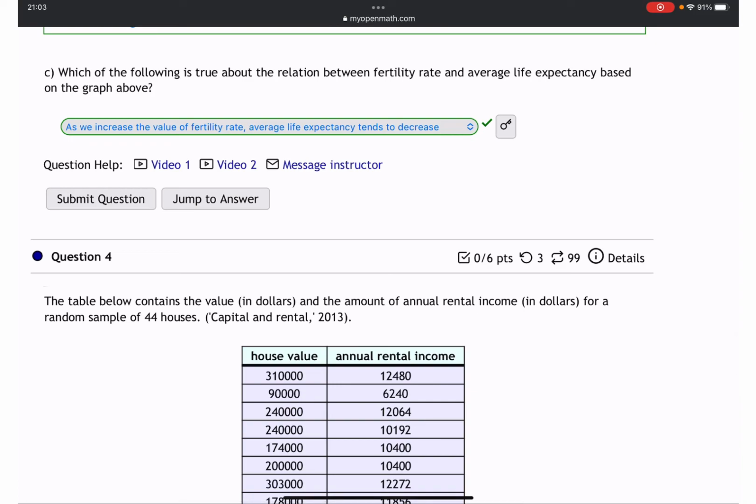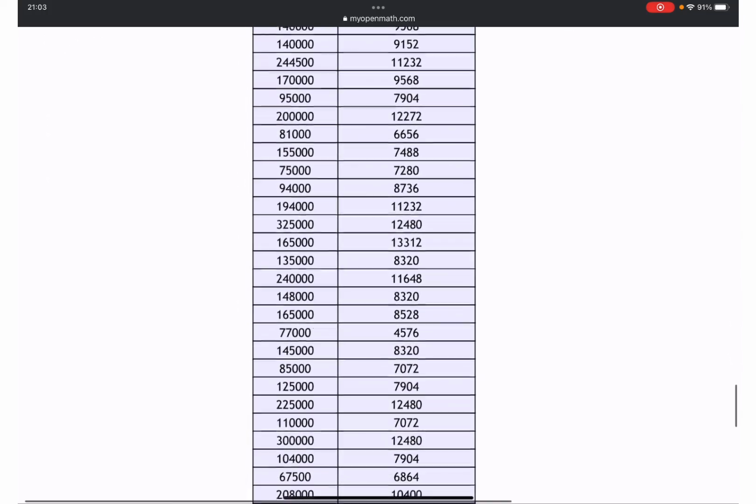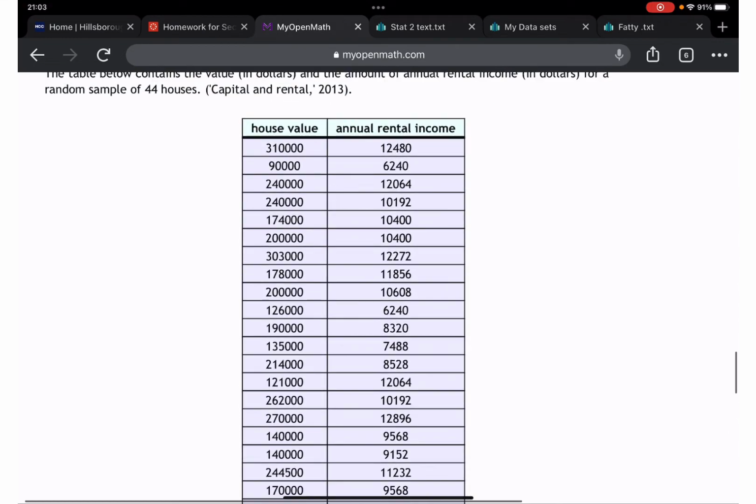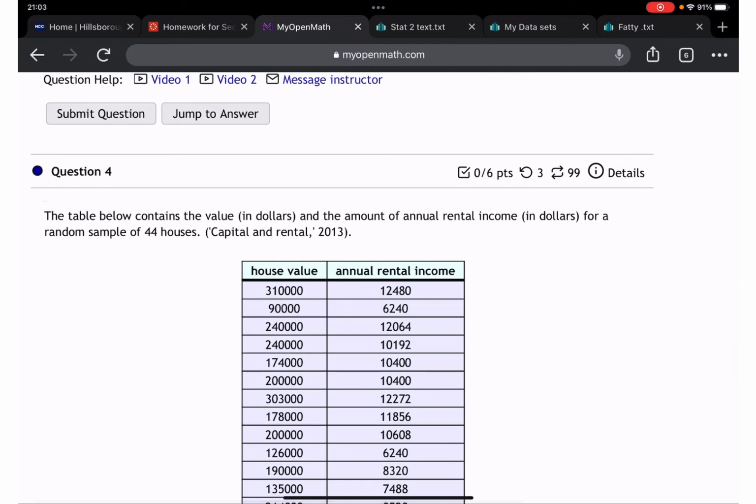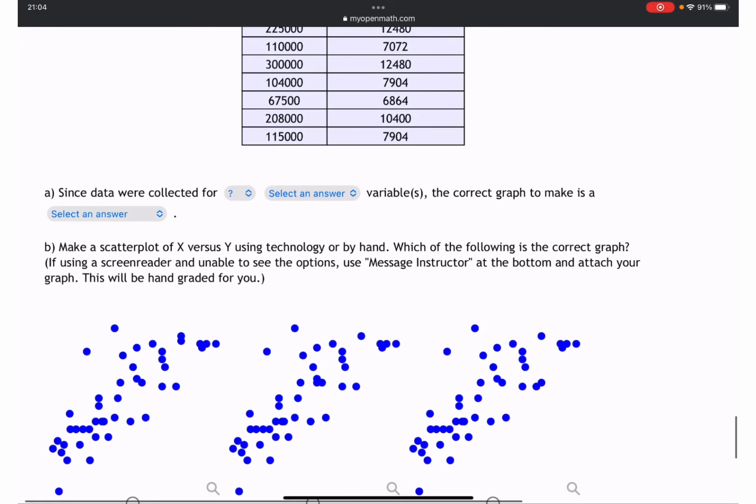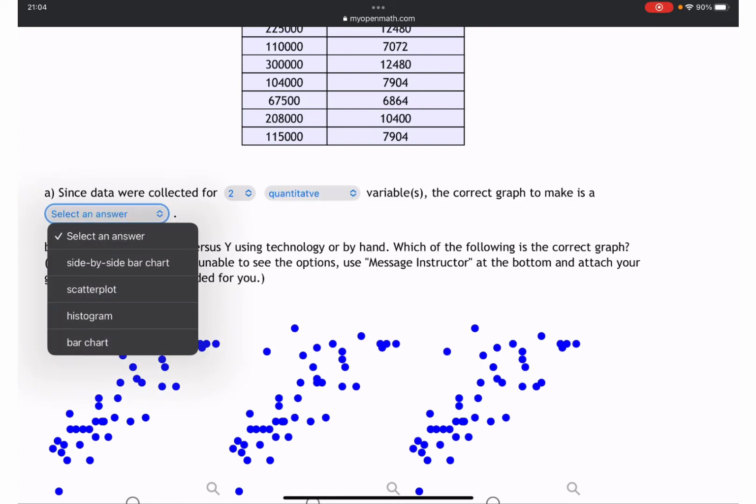Okay, let's solve next one. It's gonna be the same thing, but it looks like two variables, and they are definitely related, because it says value in dollars, amount of annual rental income in dollars for a random sample of 44 houses. So house values and income, they are related. So definitely gonna be scatter plot, and I'll just do the easy part of these questions that need to be answered. So we are collecting here for two. We have quantitative, right? And the correct graph is gonna be scatter plot.